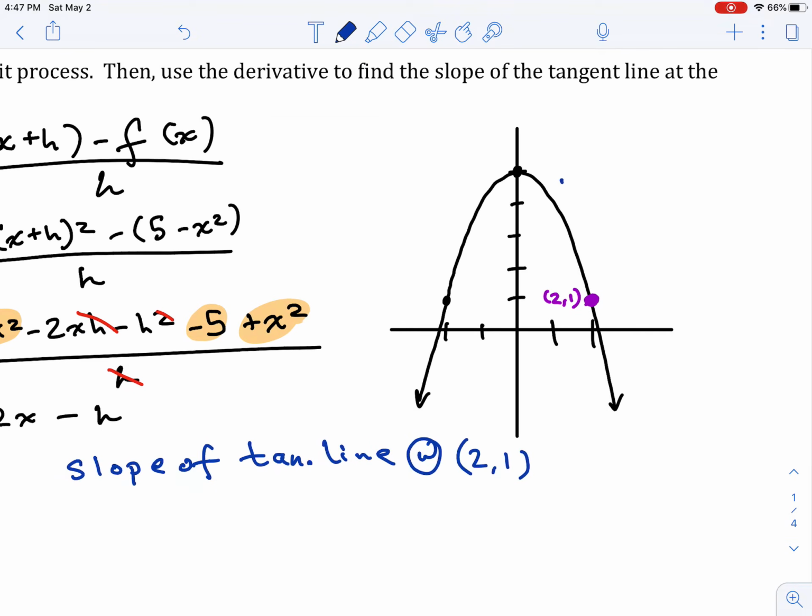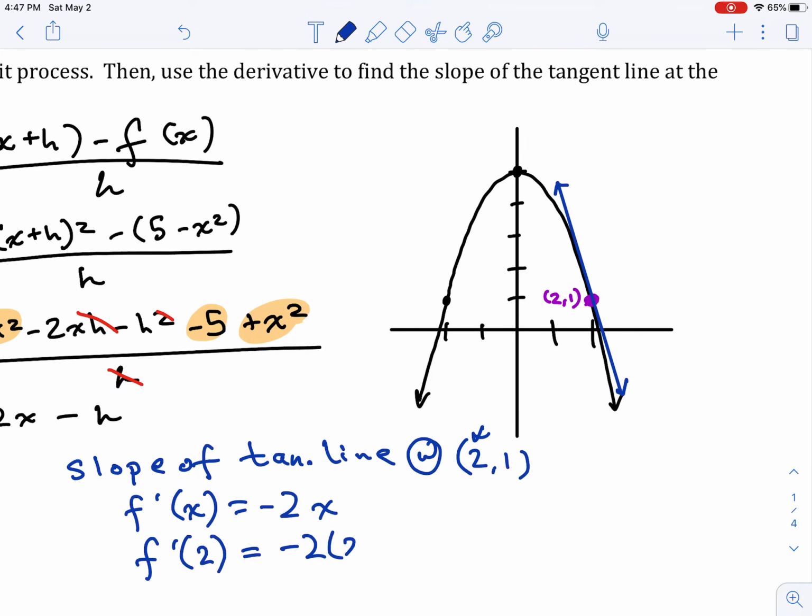So at 2, 1, let me just go ahead and draw a tangent line here for you. And that's not very good, but I'm just going to go ahead and kind of cheat there. There's my tangent line, looking good. So what is the slope of this tangent line at 2, 1? Well, we know that our derivative is negative 2x. Well, what's our x value here? Well, it's 2. So I'm going to go ahead and write this. f prime of 2 is negative 2 times 2, and that's equal to negative 4.